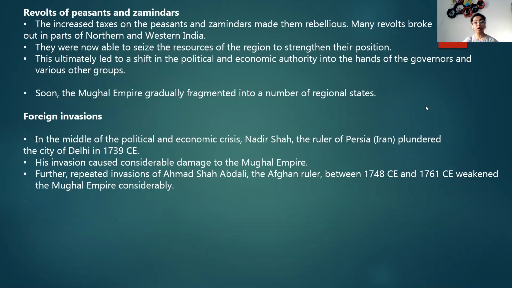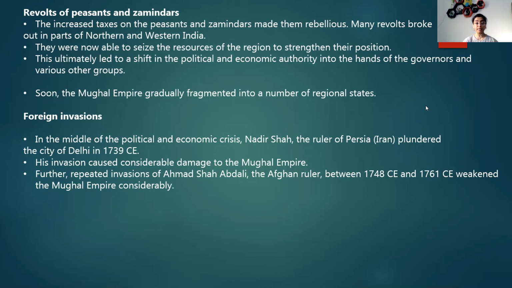Now, the third reason is revolts of peasants and zamindars. As we got to know in our previous reason, the governors were taking a lot of revenue from the peasants. When a lot of revenue was taken from the peasants and the zamindars, they became rebellious. Definitely they were not happy with that. So many revolts broke out in many parts of the country, especially in the northern and the western part of India. Through these revolts, the peasants and the zamindars were able to seize the resources to make their position stronger.